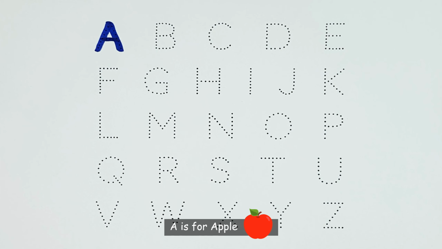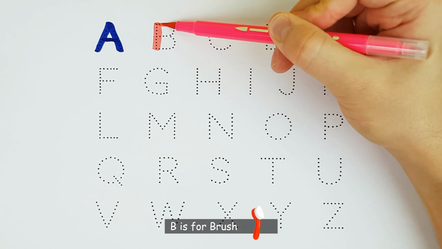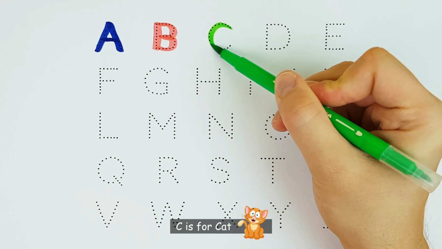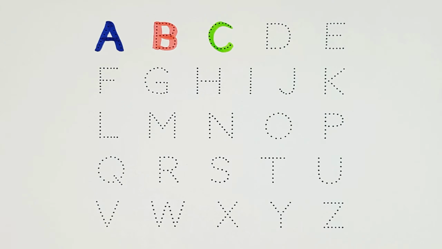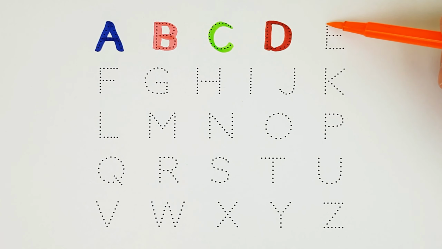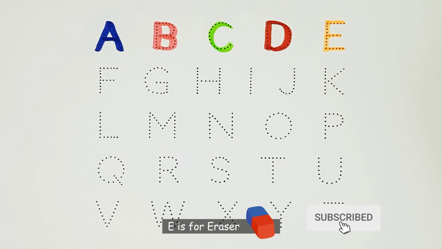A is for apple, A. B is for brush, B. C is for cat, C. D is for daisy, D. E is for eraser, E.